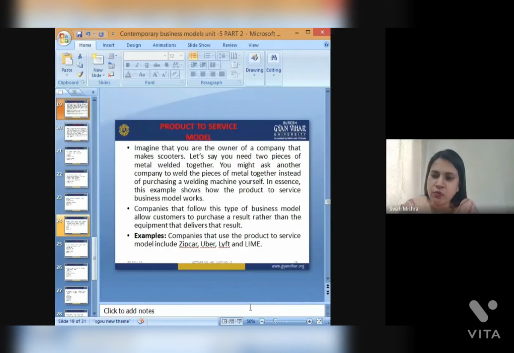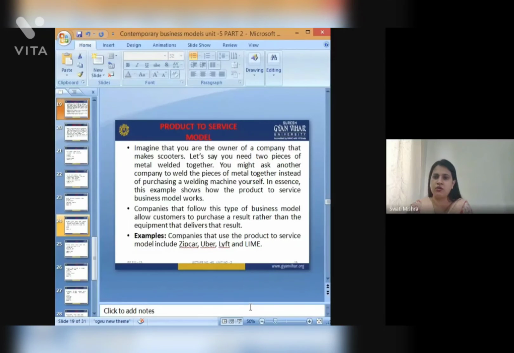So now we move ahead towards the next model, and this is the second last model of this session that we will be discussing, which is the product to service model.